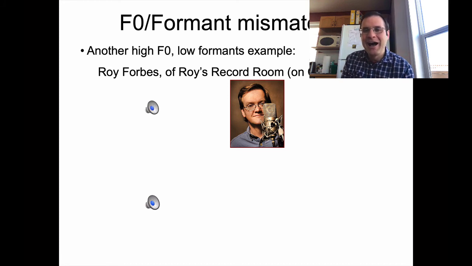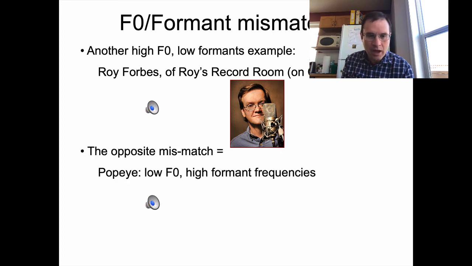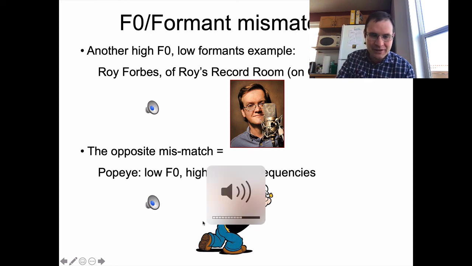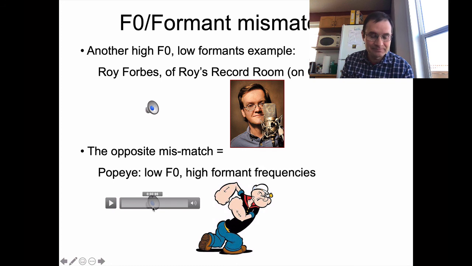All right. These are distinctive voices and may help you work in public broadcasting, I guess, because you sound more distinctive than you would otherwise. The opposite sort of mismatch is where you'd have a low F0 and high formants. The classic example of that is the guy who voiced the character Popeye. In case you've never seen Popeye, that's what he looks like. This is also kind of loud, so I'll turn it down, but this is what it sounds like.